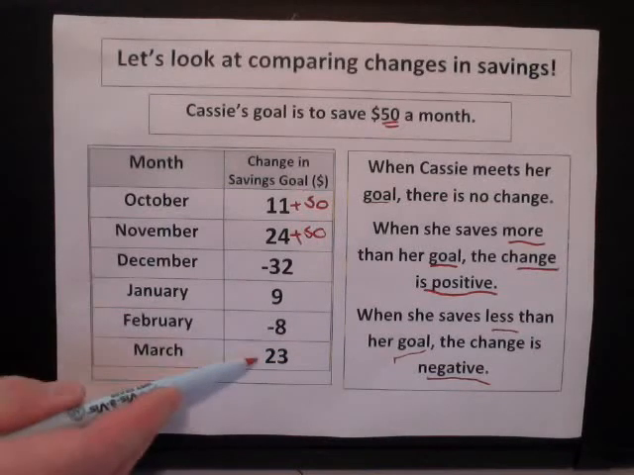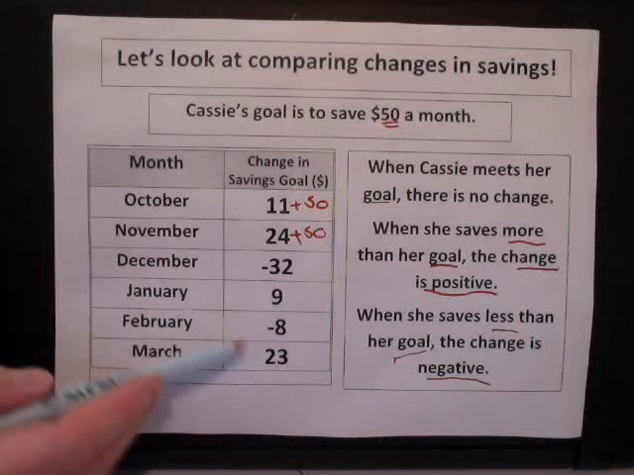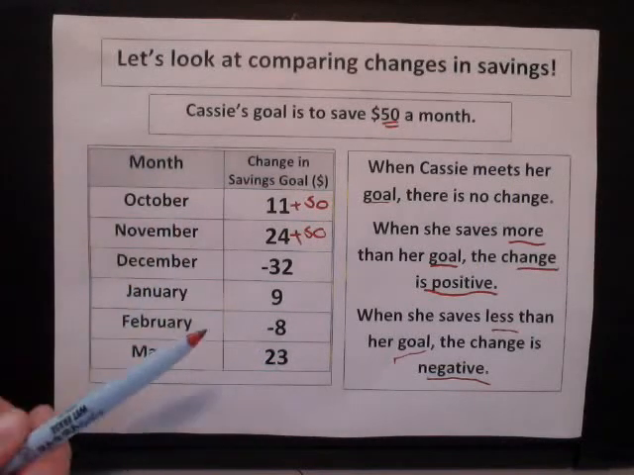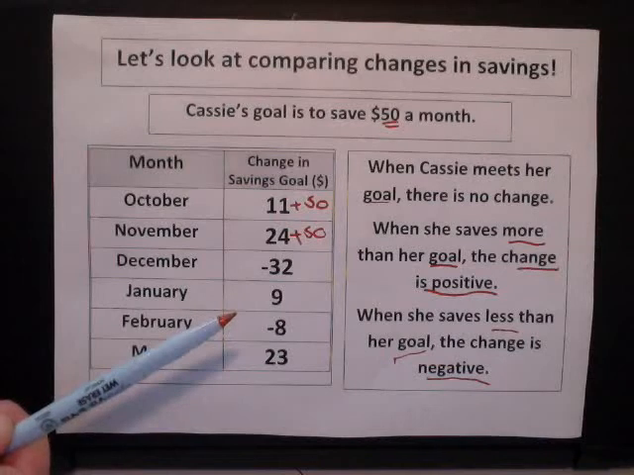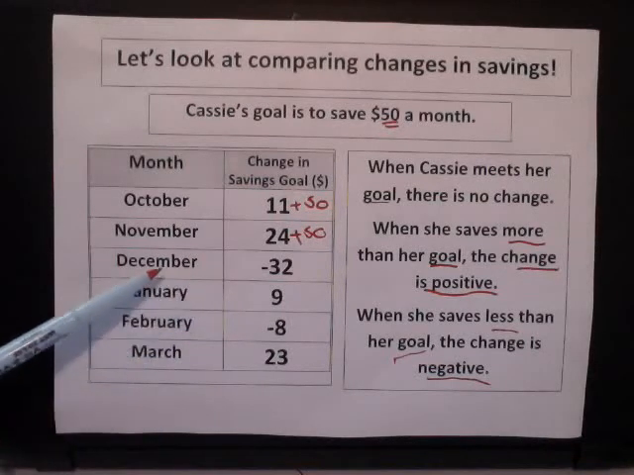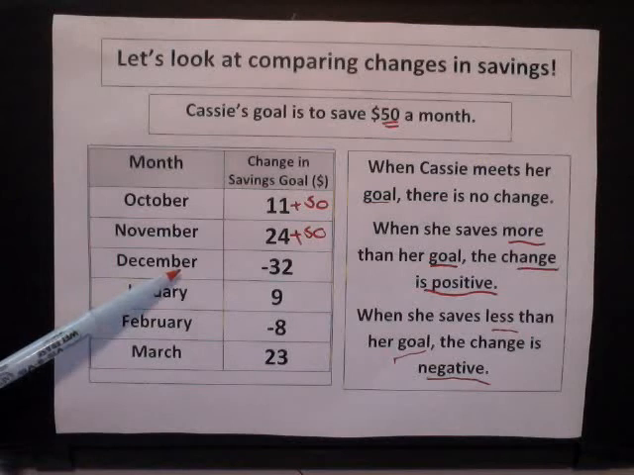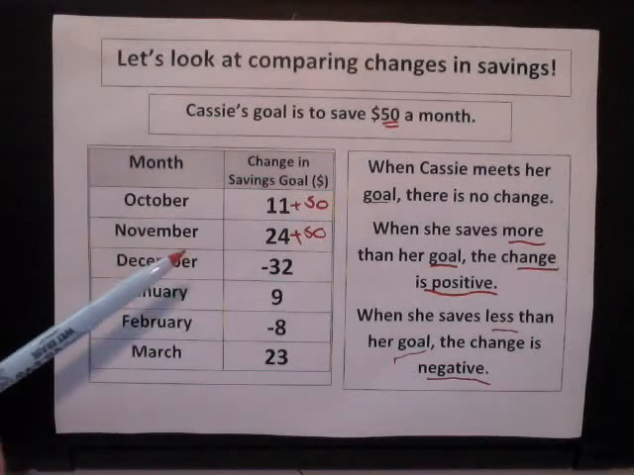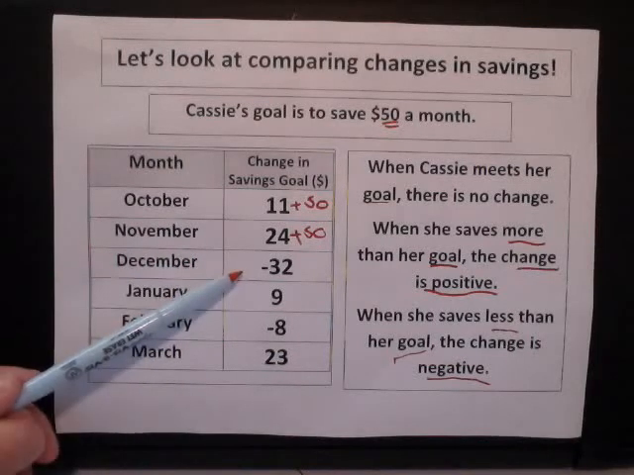Now, in a situation like this, we could start comparing and saying, when did she save the most? When did she save the least? When was the greatest change? And when did the least change occur? It's interesting if you look at this, but think about what goes on in December. In December, you have Christmas, where it's a lot harder to save money. So that gives you an idea of what might have happened there.